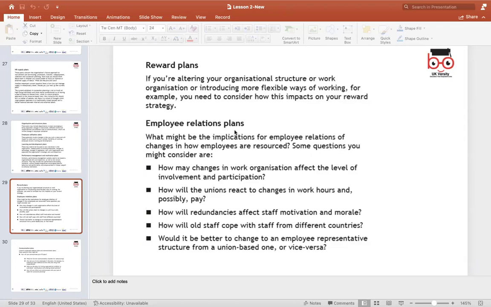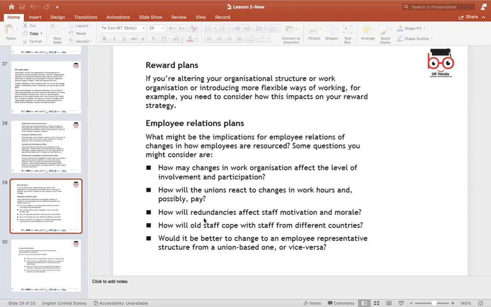Then again, employee relation plans. How do changes in the organization affect employee involvement and participation? Just as I gave a very simple example before, when people are made redundant or losing their jobs, it gets really stressful for the others in the organization, and they're worried about their jobs and how it is going to affect them. Very simple example there.